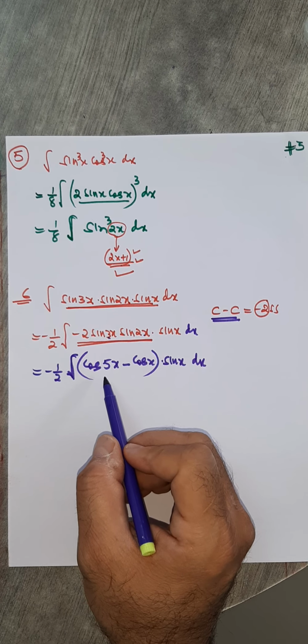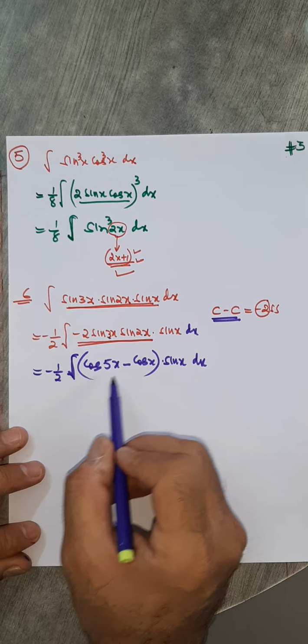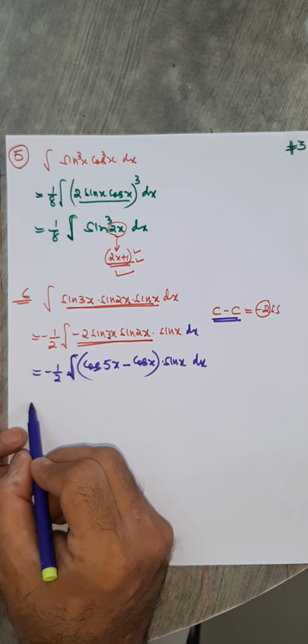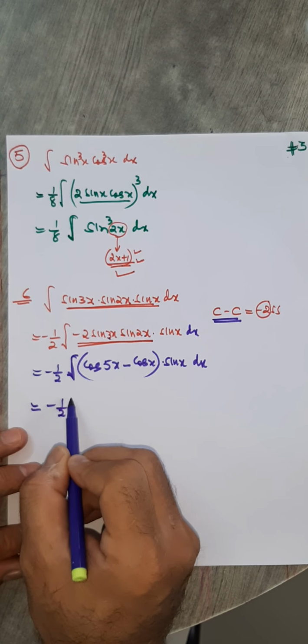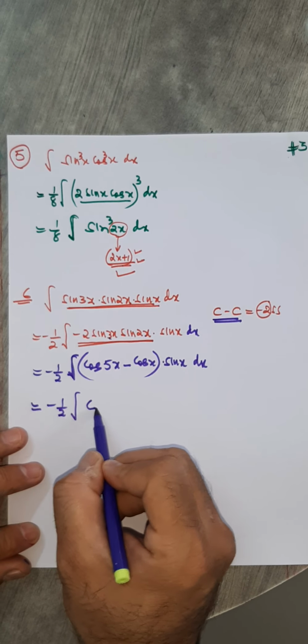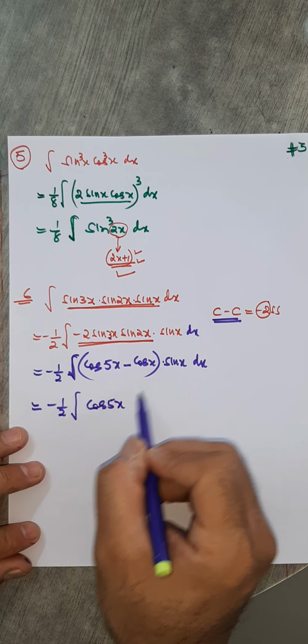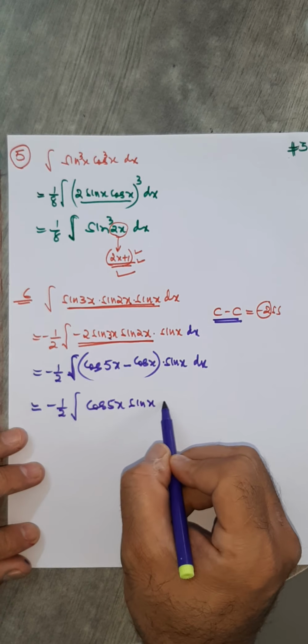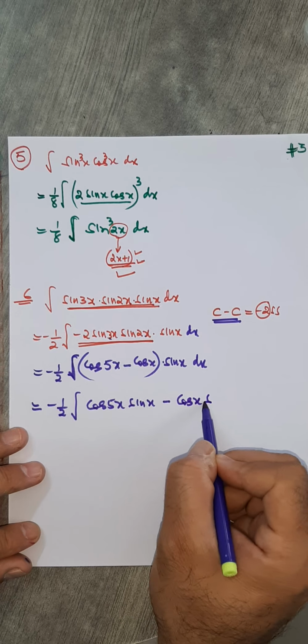Remember, this is not difficult. This is 11th standard trigo. It's not a big task. Now again, we'll open the bracket. So if I open the bracket, cosine 5x into sine x minus cos x into sine x.